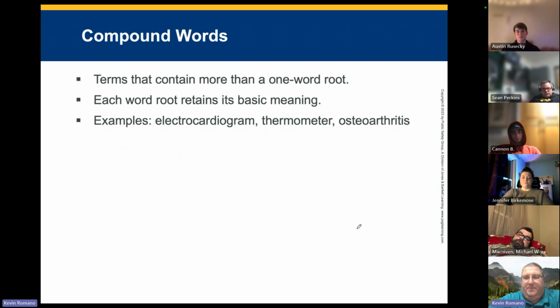So compound words, right, are terms that have more than one root word. Each root word retains its basic meaning. Examples would be electrocardiogram, thermometer, or osteoarthritis.